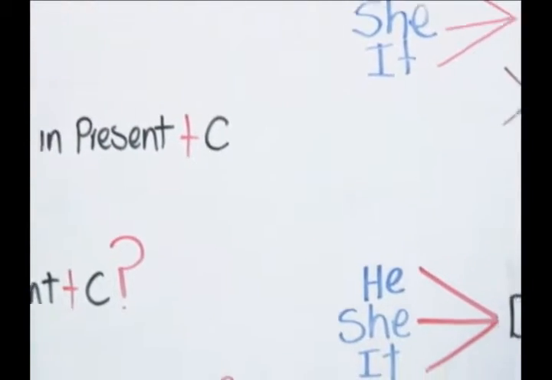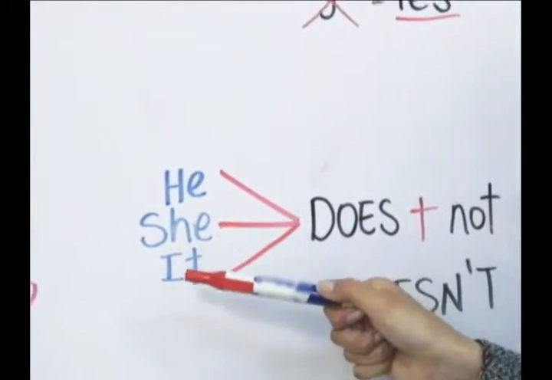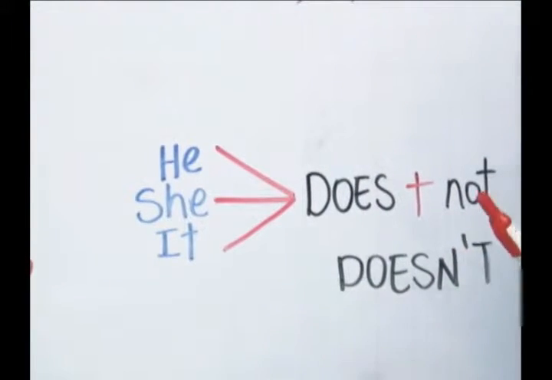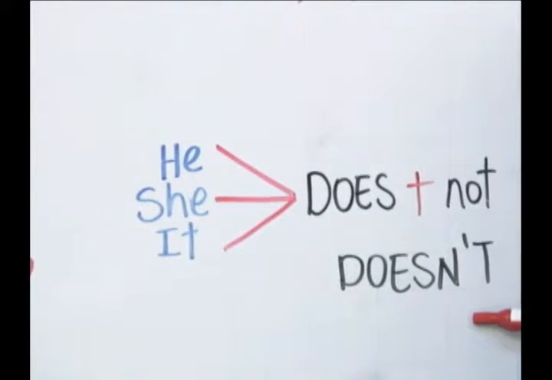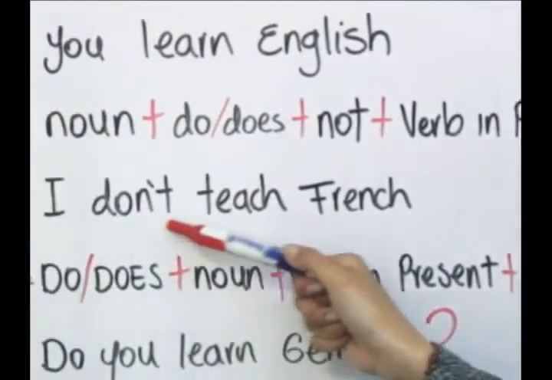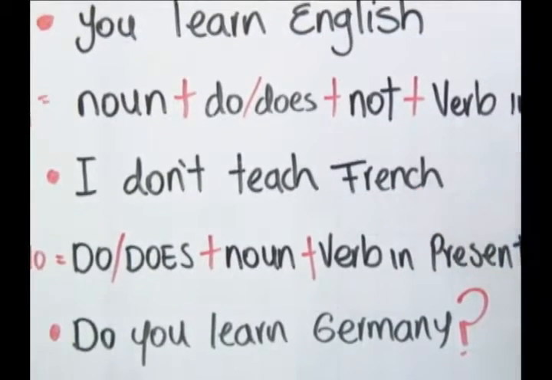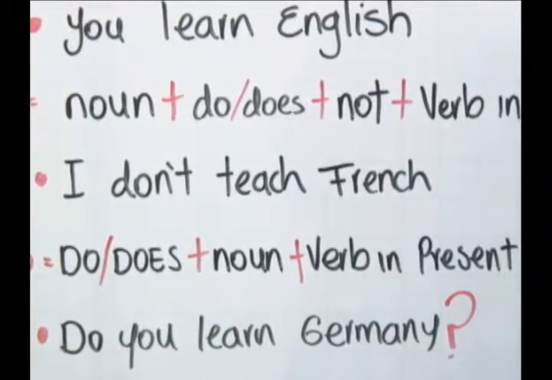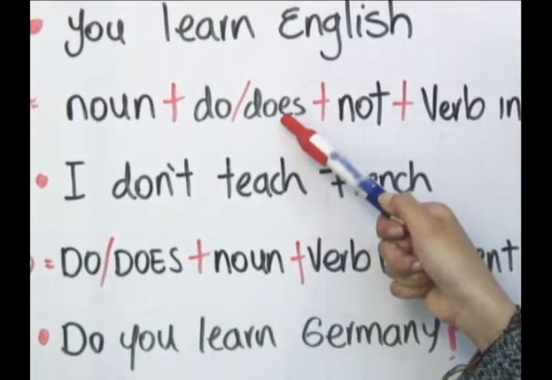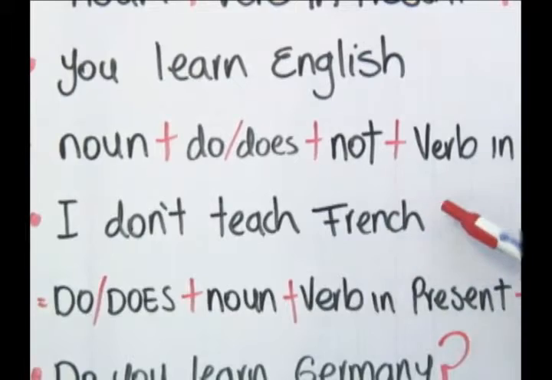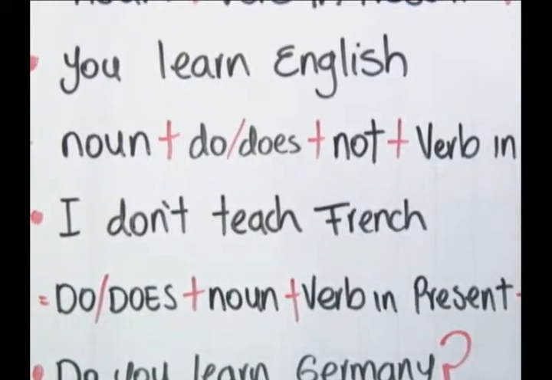So, we use does for he, she, and it. Third person in singular. So, in negative we have does not. The contraction is doesn't. Let's see the example. I don't teach French. I teach English. You don't learn French. You learn English. But in third person, we said, she doesn't learn English. Okay? Now, let's move to the yes/no questions.